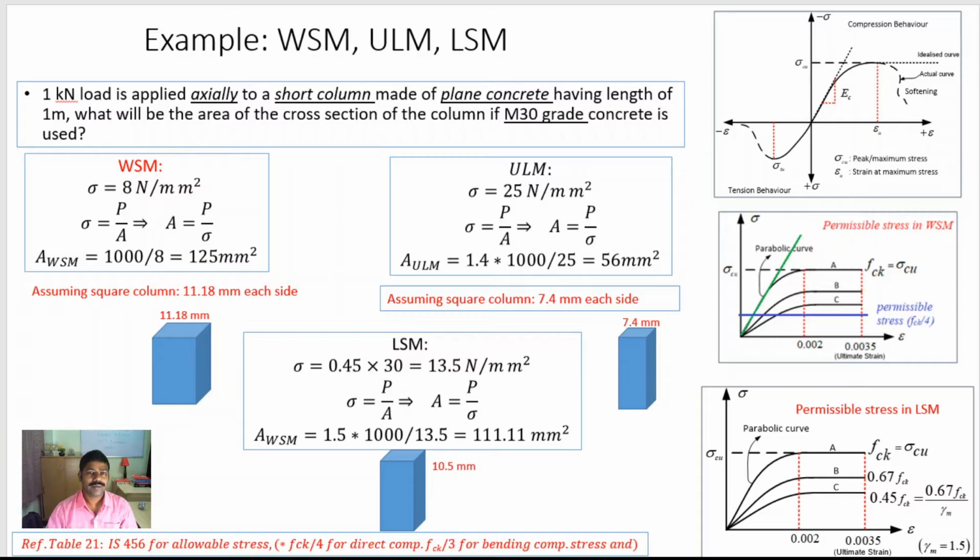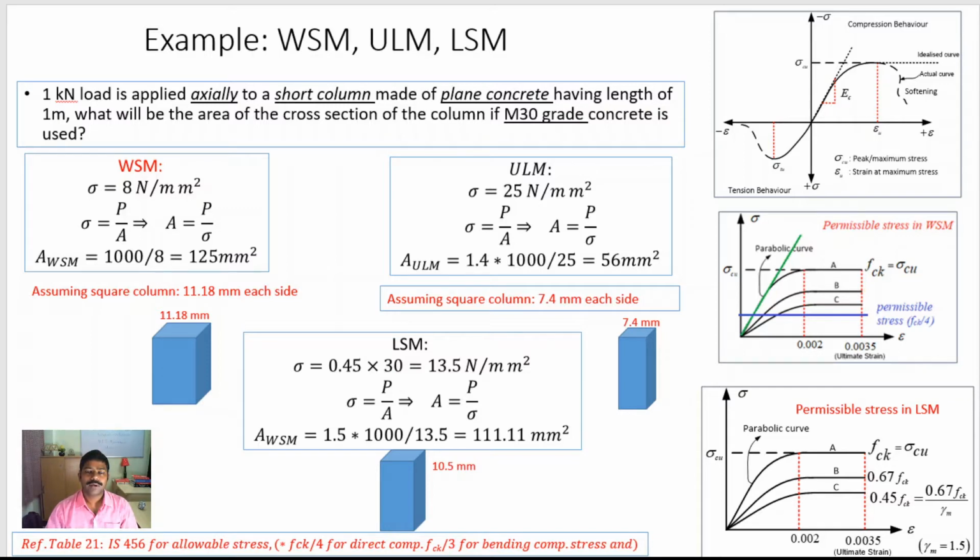Second thing given is that the column is very short. Again it is saying that the column is short. Basically it is saying that the column will fail due to the crushing of the concrete only. There will not be any failure due to buckling or bending. Since the load is applied axially, that also will not cause any bending moment or buckling problem, and the column is also short. So basically the column will fail due to the crushing of the concrete only.